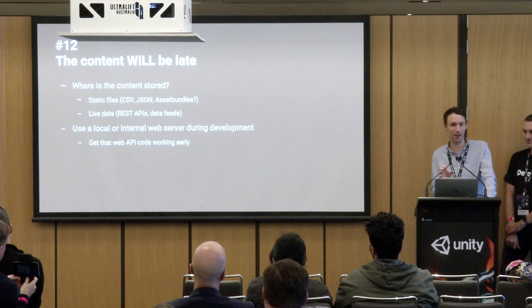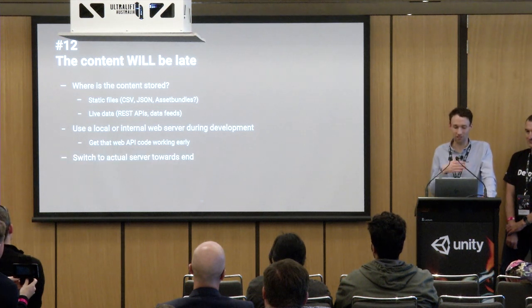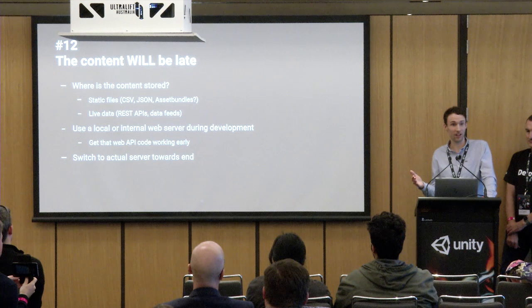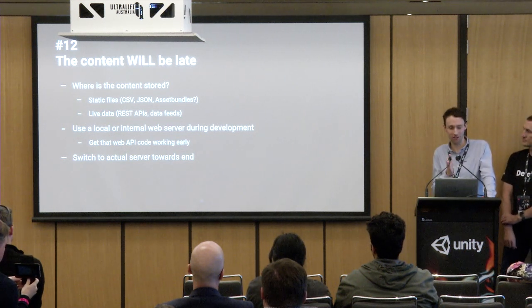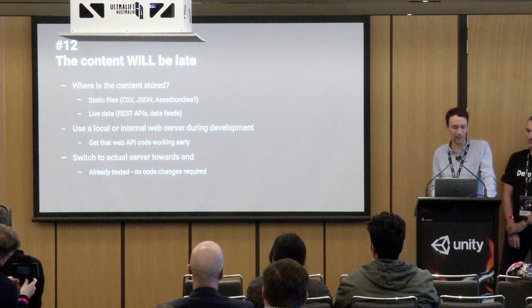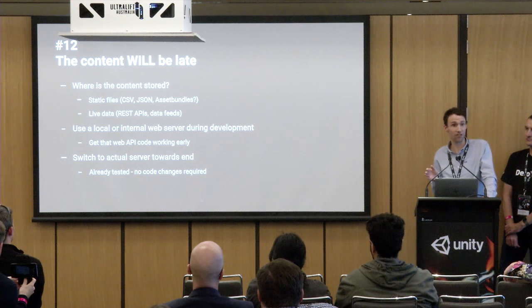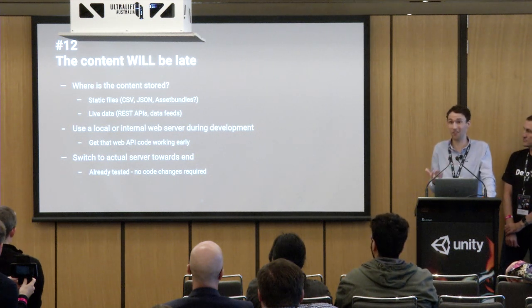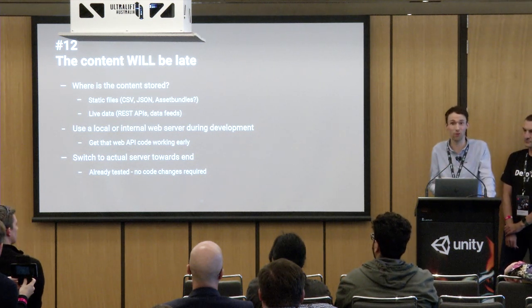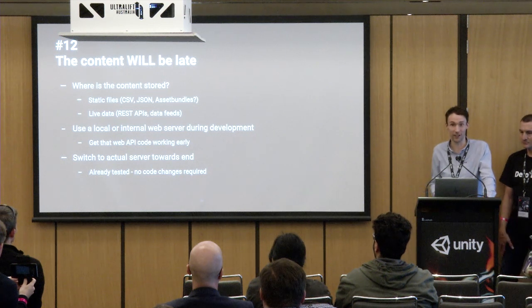Get the web API code working really, really early. Also, probably make sure that you've got the specs nailed down with whoever's actually building the API. But the theory is that you can switch to the server right at the end of the project. So you've now removed a really key dependency from development, and it's not going to block you from doing anything. The best case is that you don't even need to do any code changes when you switch over. It should just be a configuration change pointing away from localhost and to the staging server that you're actually running on.